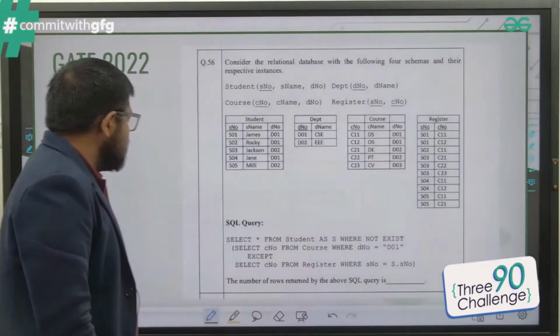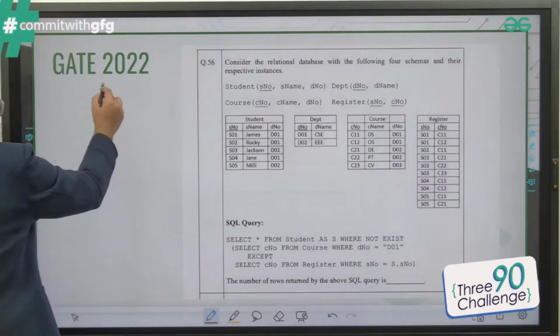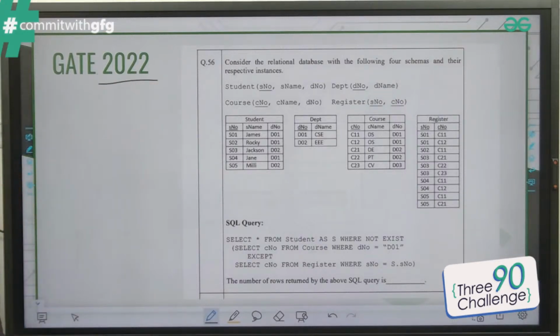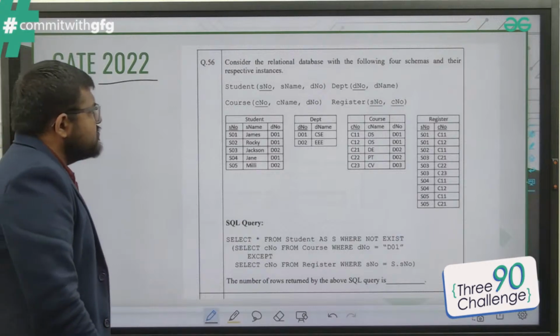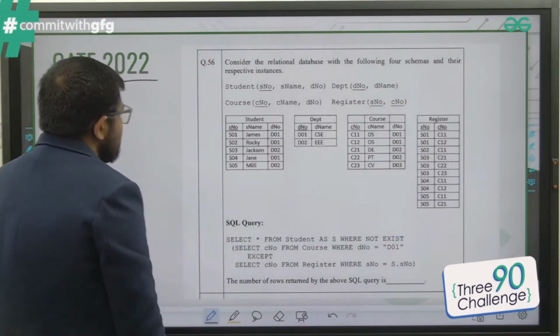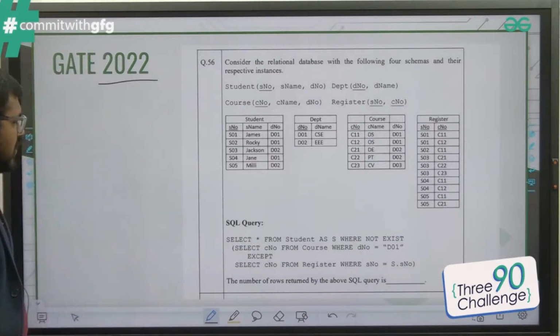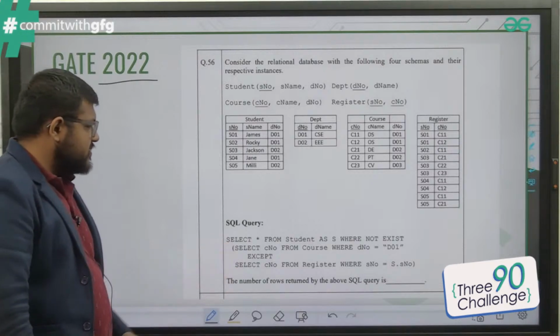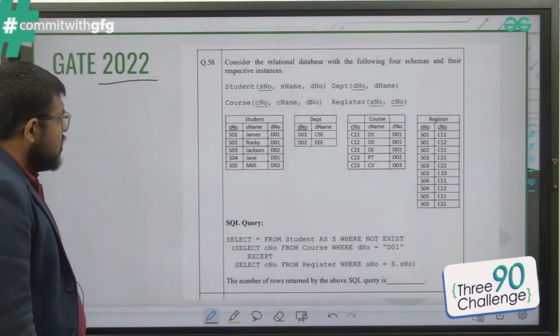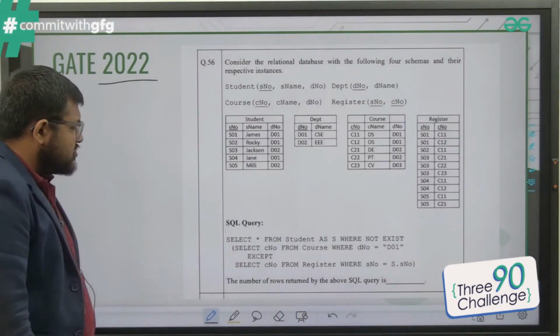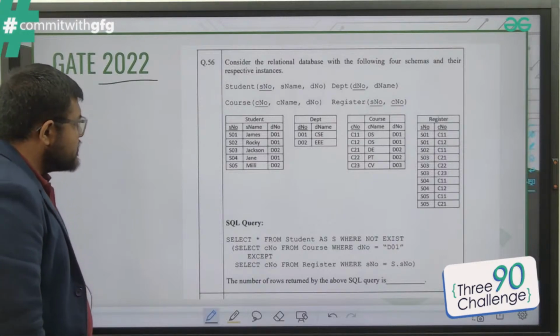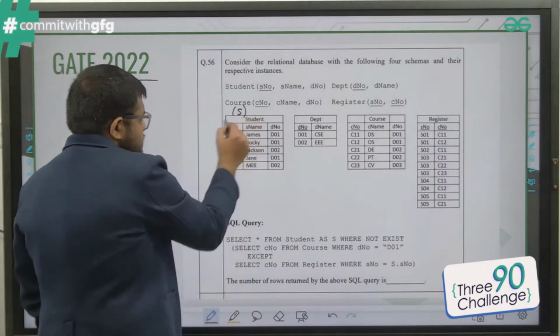Again, the number of rows returned by the SQL query, GATE 2022. Consider the relational database with the following 4 schemas and their respective instances. How many rows will be returned by this query? What does the query say? Select star, star means everything, from student as S. So they have renamed this table as S.